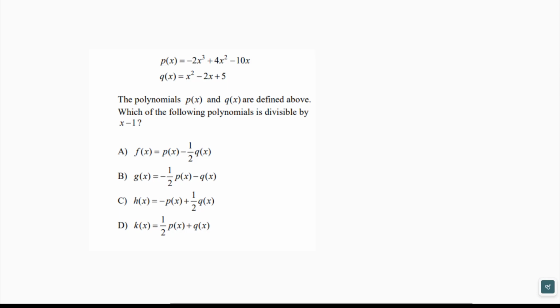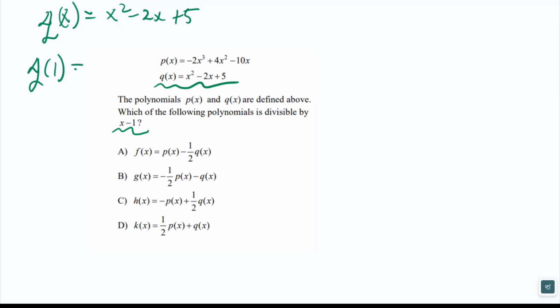And what I'm going to do here, I'm going to start with my q of x first. So let's look at my q of x carefully. What I want to figure out is if q of x is divisible by x minus 1. So if I start with my q of x, which I know is going to be equal to x squared minus 2x plus 5. To figure out if it's divisible by x minus 1, it's equivalent, using the remainder and factor theorem, to saying q of 1 equals 0. Now, if q of 1 equals 0, this would imply that x minus 1 is a factor of q of x.